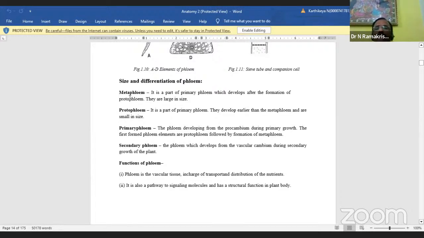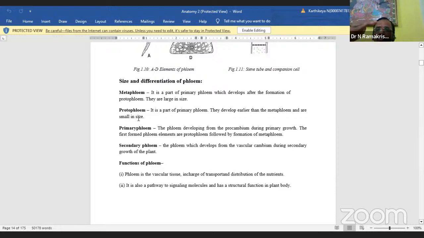Here now you see the first one. So what is the first one? This is metaphloem, where the starting, the first one. Okay, so it is part of primary phloem which develops out of the formation of protophloem. The first one is a primitive, a little bit of development. The second one we call protophloem. They develop earlier than the metaphloem and they're small in size.